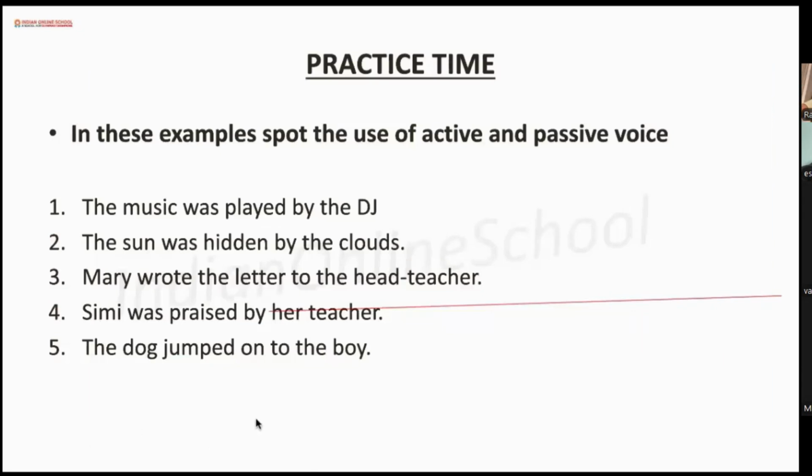Now it's practice time. So here are 5 sentences. You have to tell which voice it is. The music was played by DJ. Shasha, can you tell me the answer for the first one?